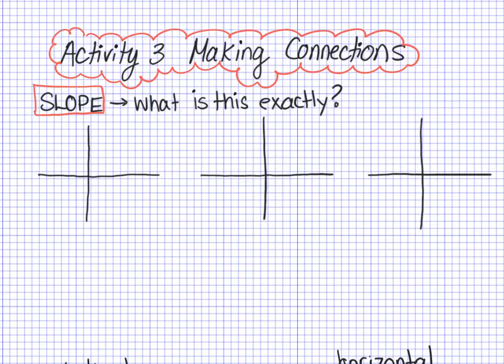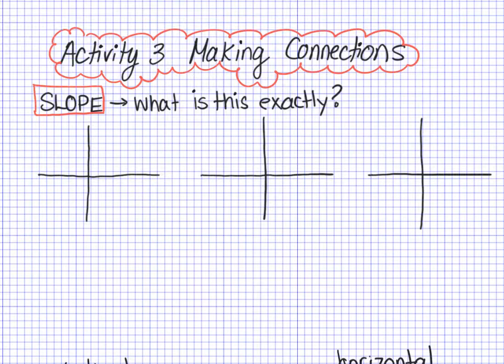Okay, activity 3, making connections. So this is just to summarize some of the content from this area. In it, we talked about slope. What is this exactly? We've been doing rate of change, and now we're calling it slope. Basically, it's just how steep a line is.